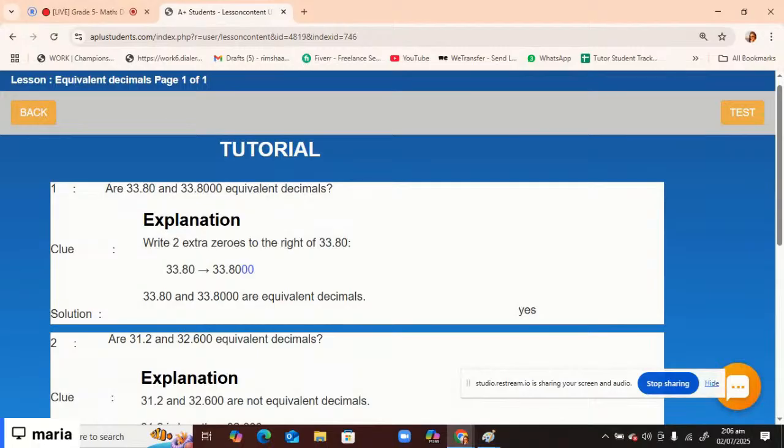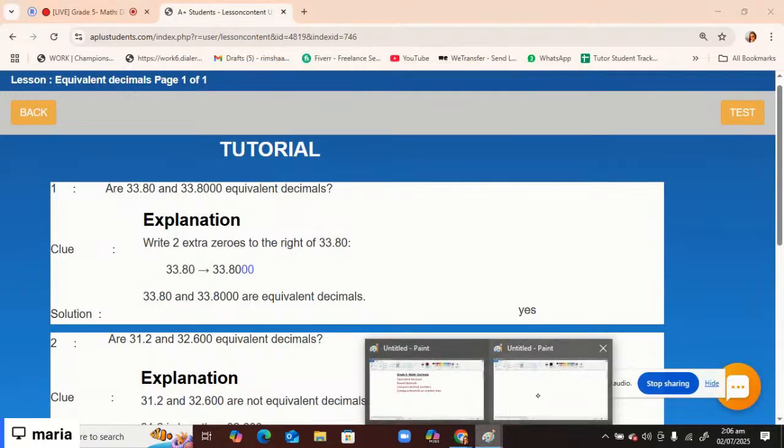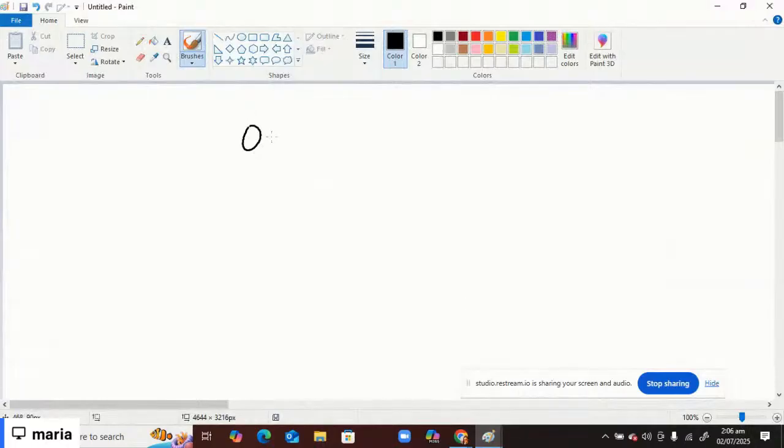For example, if I take two decimals that represent the same value, even if they have different numbers of digits after their decimal points. Look here, these are the two numbers, 0.5 and 0.50. These are equivalent decimals because they both represent one half.